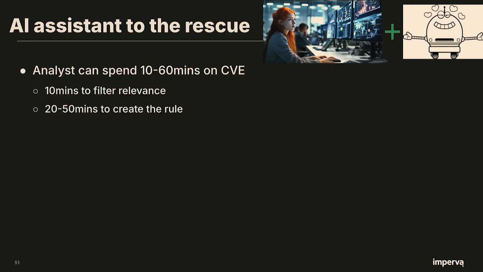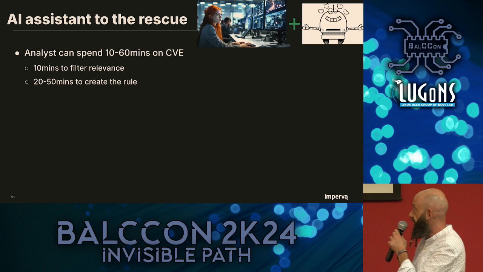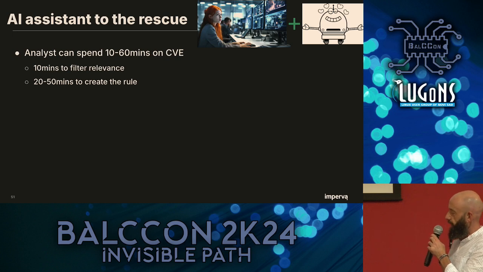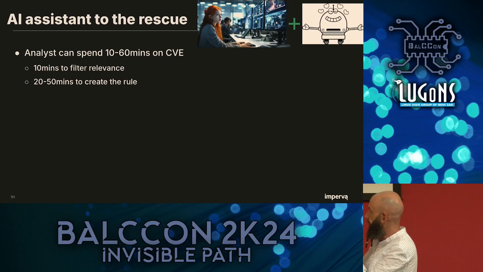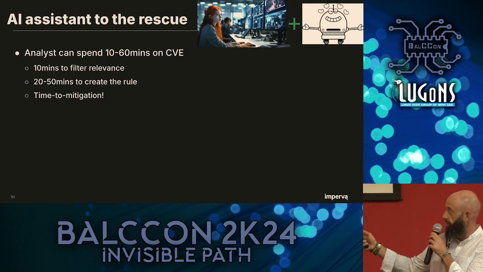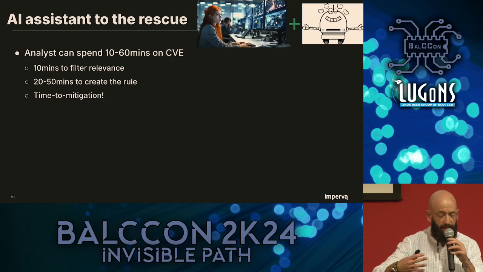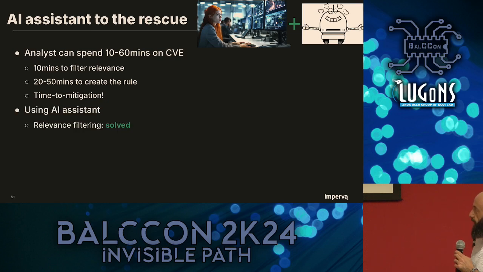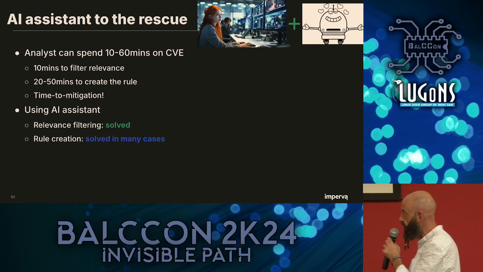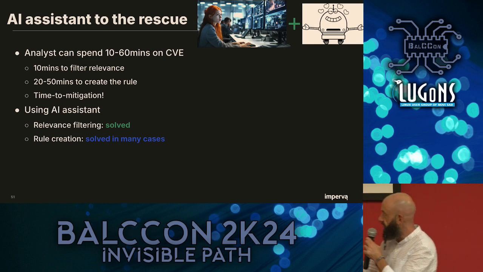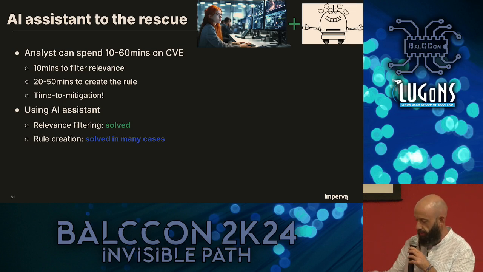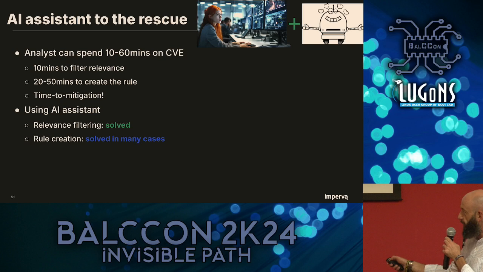So it turns out that the time being spent on each rule is between 10 to 60 minutes. And it is divided as follows: something like 10 minutes to filter relevance, and then 20 to 50 minutes to create the rule, to reconstruct the attack. And this is clearly something we would like to improve, because we want to improve the time to mitigation, as I mentioned in the beginning. And what we were able to do is solve the relevance filtering problem, which I will talk about in a second, and the rule creation problem for most of the cases.